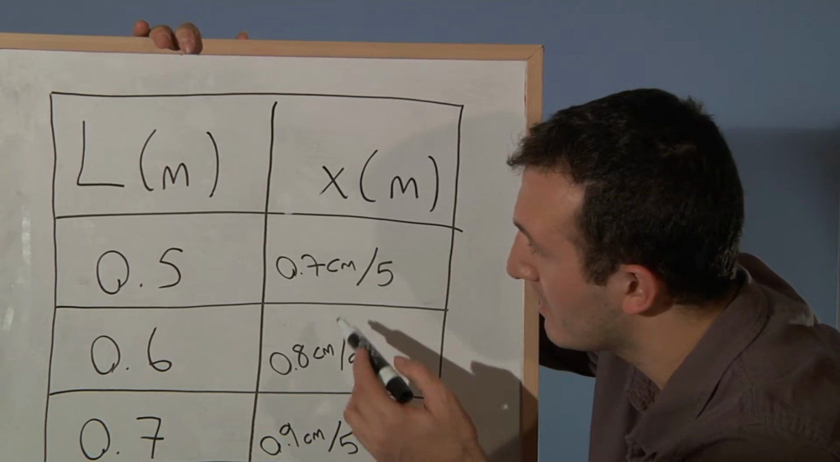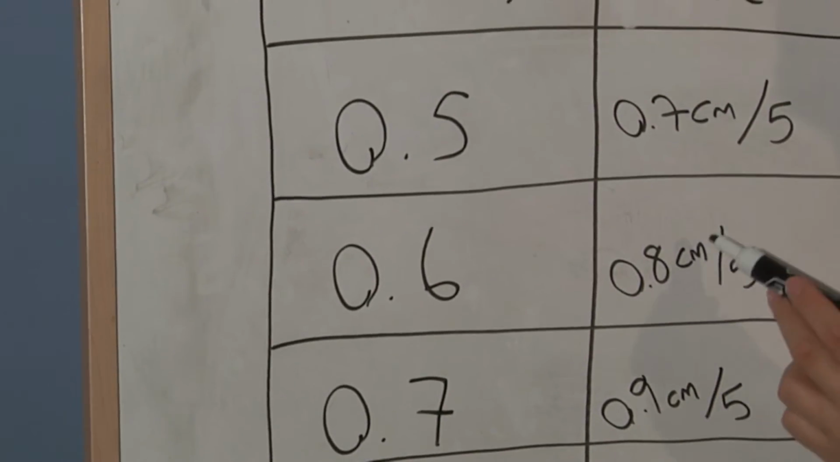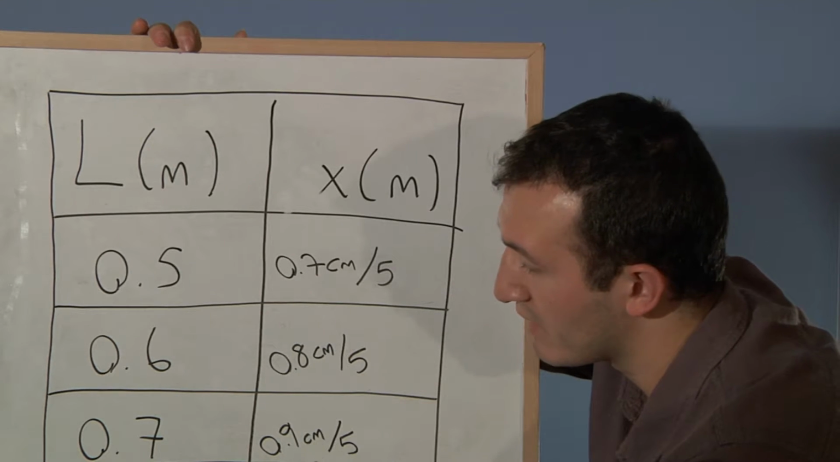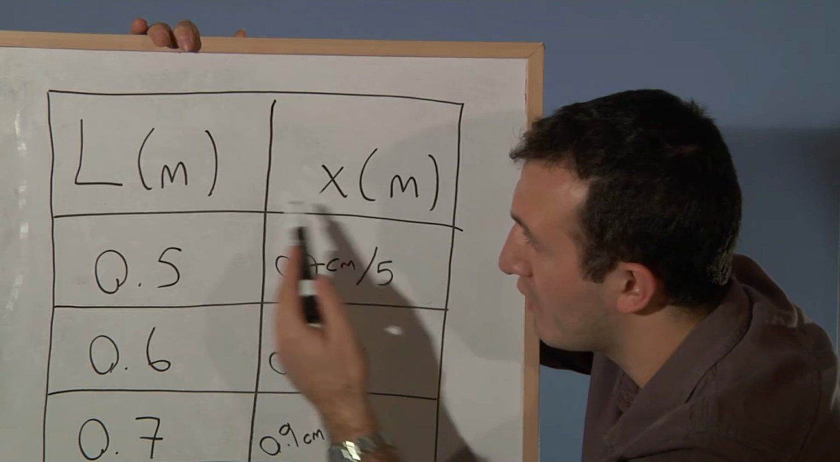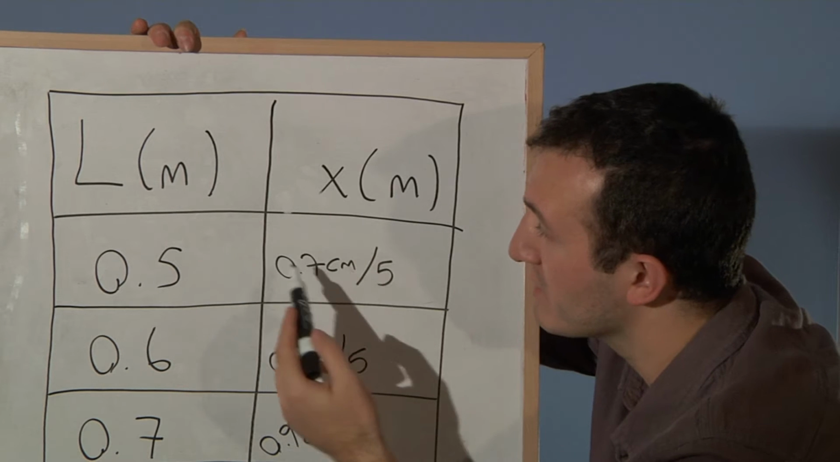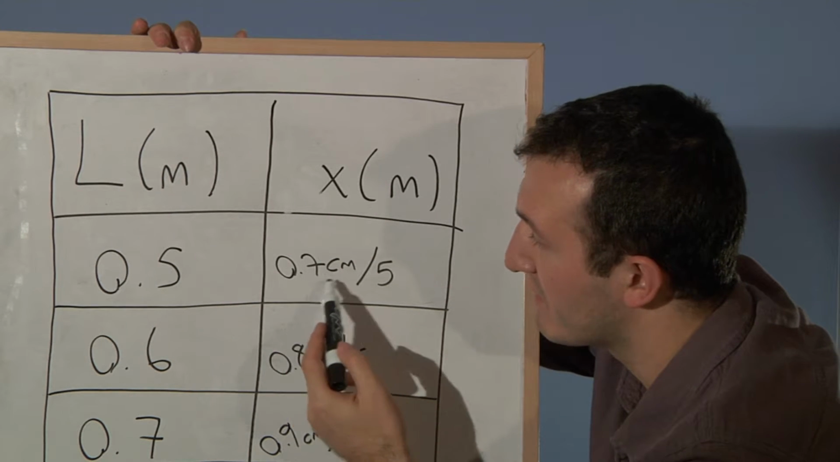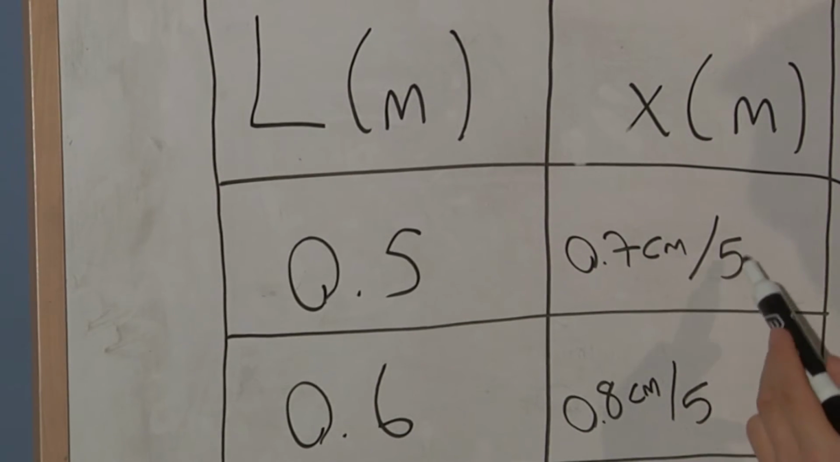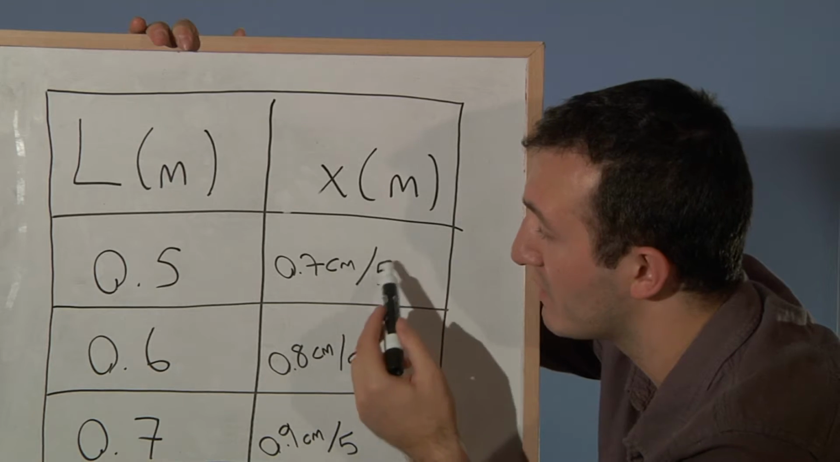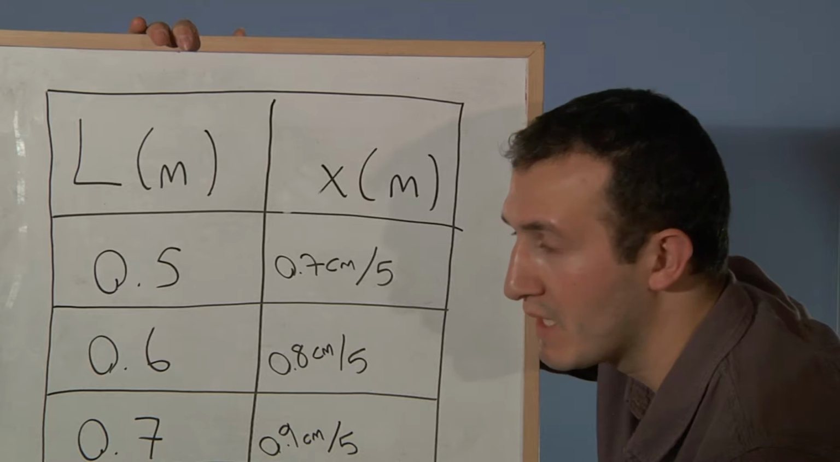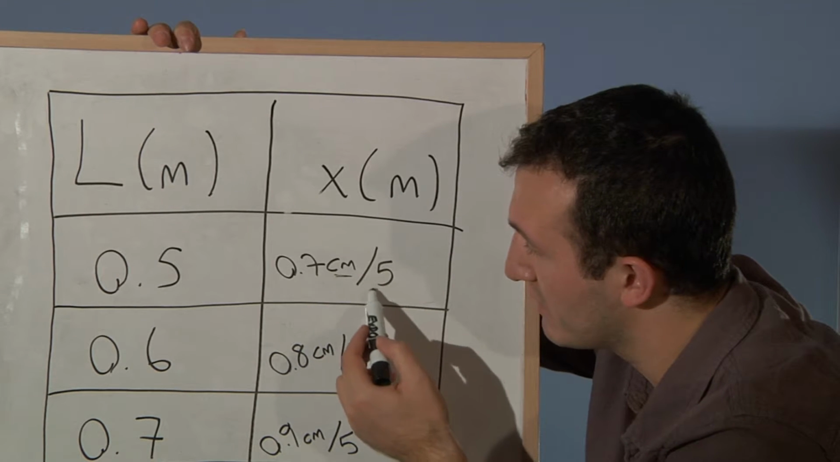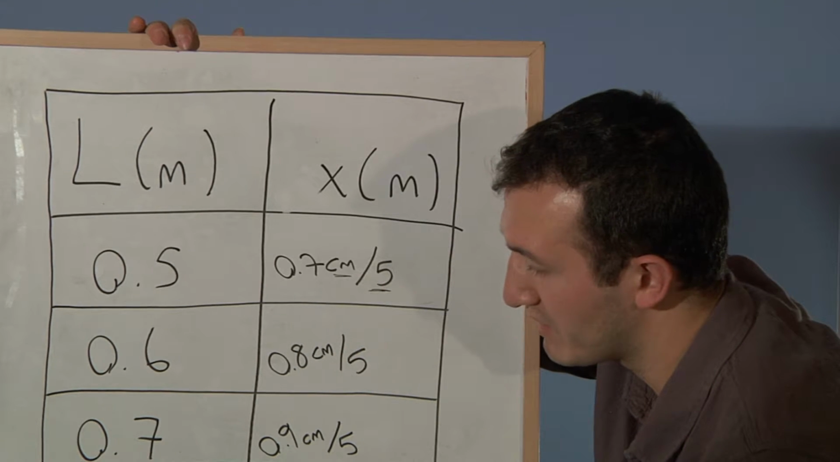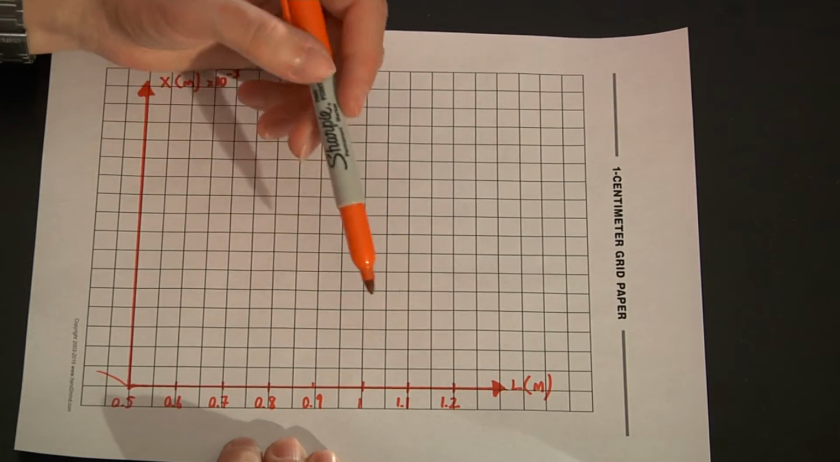And over here, you have to make sure that you are using the correct units, because these are all measured in meters, but this is 0.7 centimeters, and we measured 5 bright points, the distance in between 5 bright points, and then we divide them all by 5. Make sure that you are using the correct units and you are dividing it by the correct number. And now we're going to draw our graph.